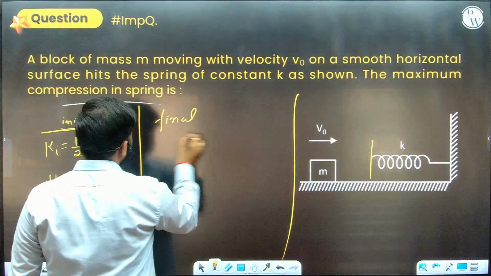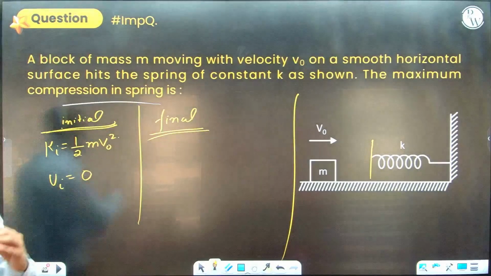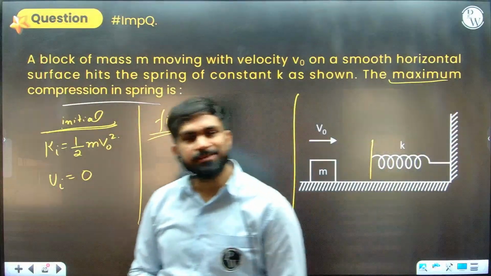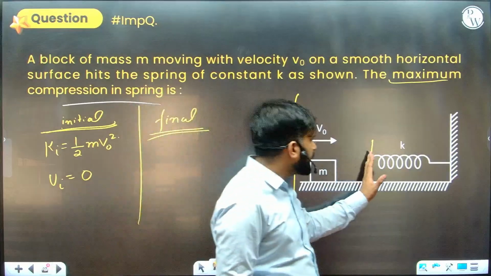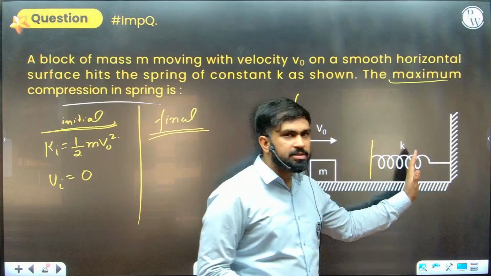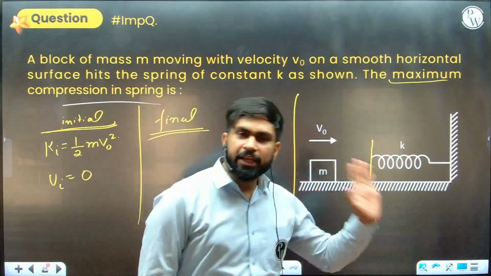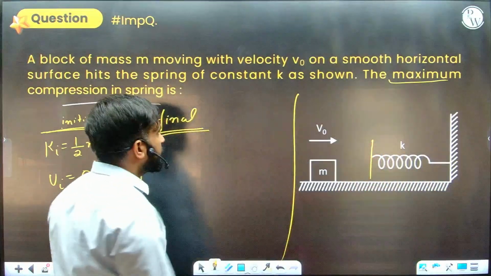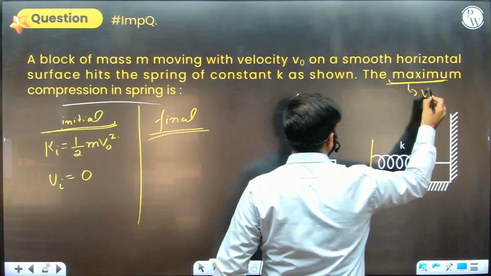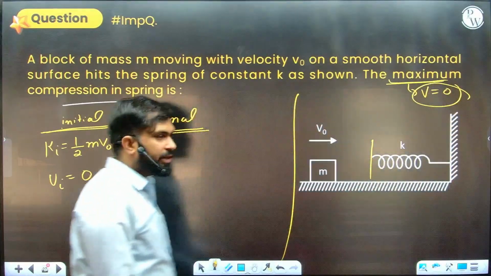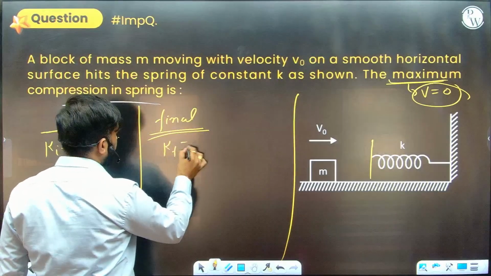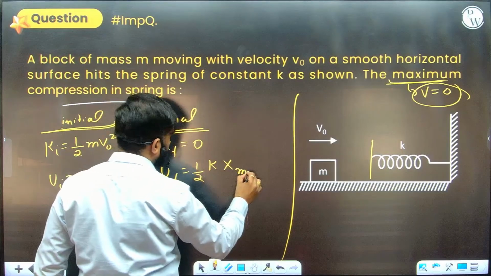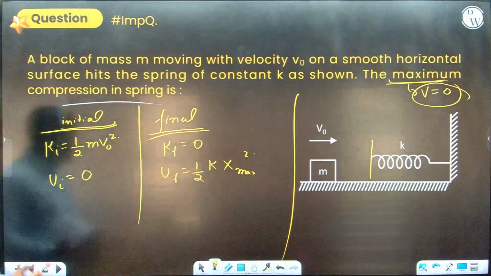Finally, you need to carefully and smartly analyze what is happening at the end. The maximum compression. Now what is maximum compression? Maximum compression means the block pushes against the spring, it compresses the spring, and cannot go any further. Cannot go any further means the velocity at that point becomes 0. So you can always mention that at the maximum compression, the final velocity becomes 0, or the final kinetic energy becomes 0. So K final will be 0 and U final will be half k x square, which is the maximum extension. Now apply your energy conservation.